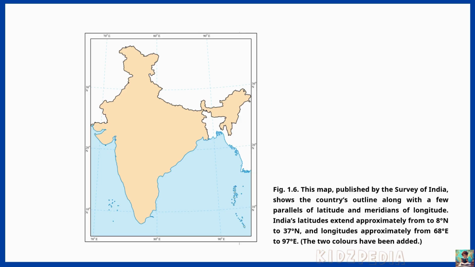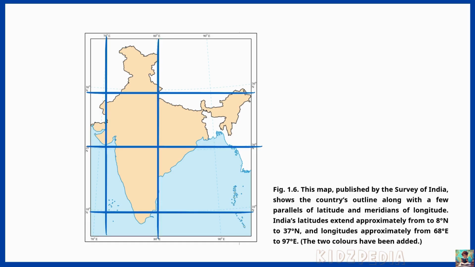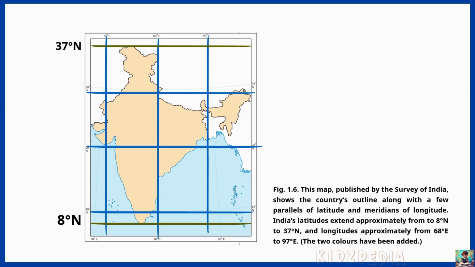So, in figure 1.6, which shows the outline of India, we can see some parallels of latitude, which are over here. These are parallels of latitude. And these are meridians of longitude. India's location on the globe is between about 8 degrees north to 37 degrees north latitude. This means India stretches from 8 degrees north of the equator to 37 degrees north, and about 68 degrees east to 97 degrees east longitude, which means India stretches from 68 degrees east to 97 degrees east of the prime meridian.